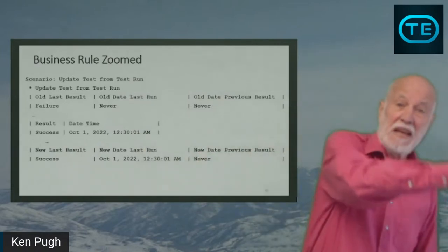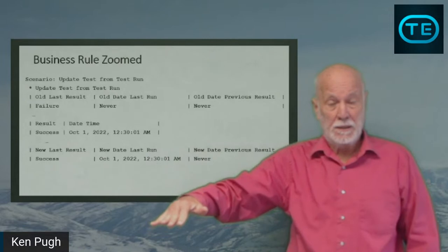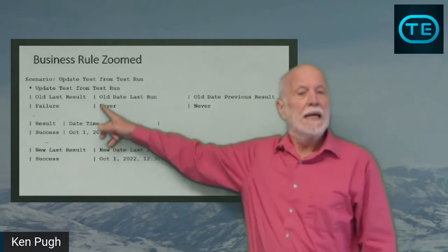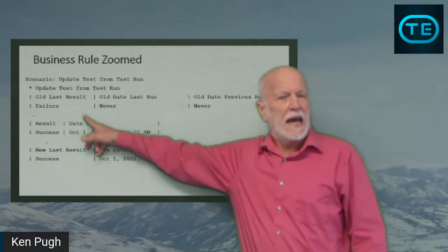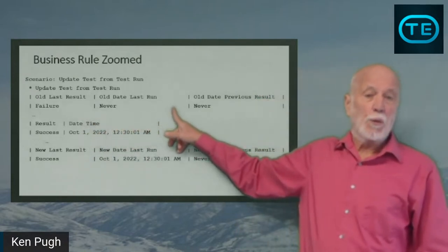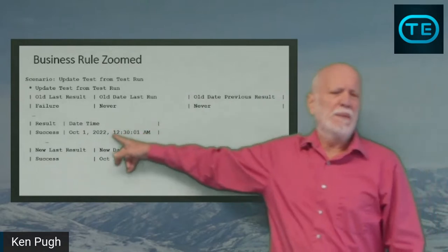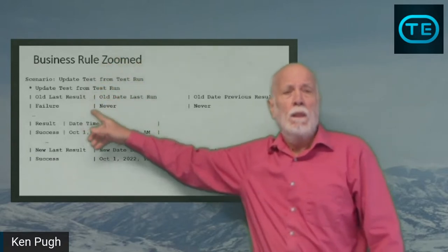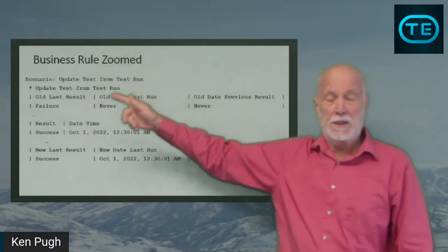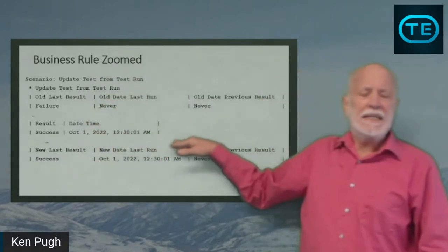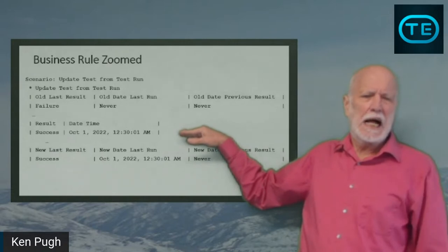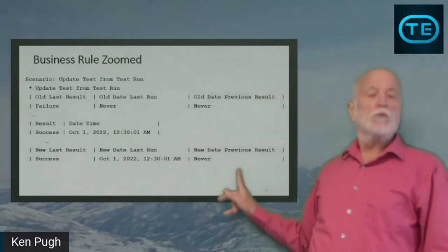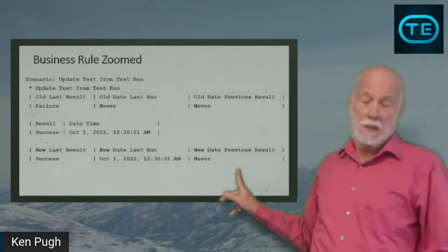Our business rule consists of inputs and outputs and some calculation between. So if this was my test, I had a failure and I never ran it. Some people say, oh, well, it shouldn't be called a failure then. Maybe we should have some other name for it. Perfectly fine. But we assume that since we never ran it, the test is failed. When we get a success on that date and time, then our new result is a success on that, but we don't change the previous result.